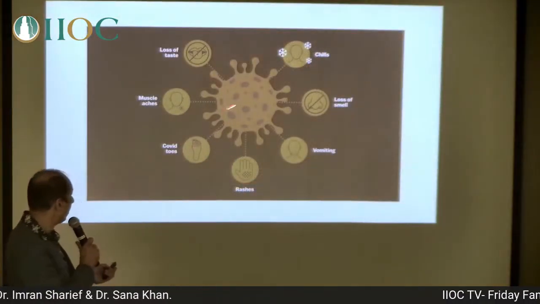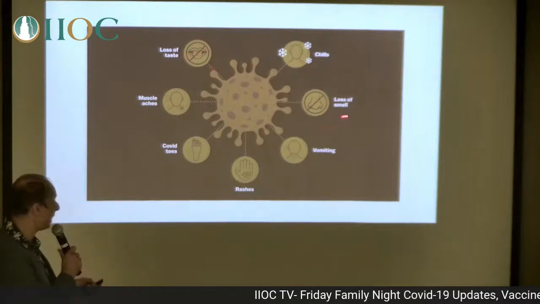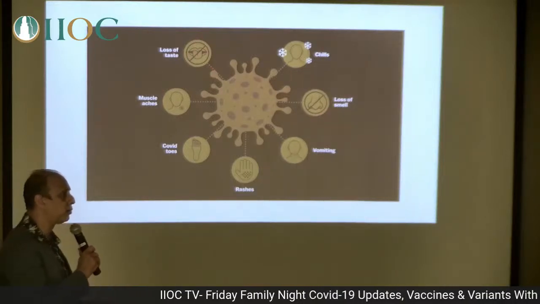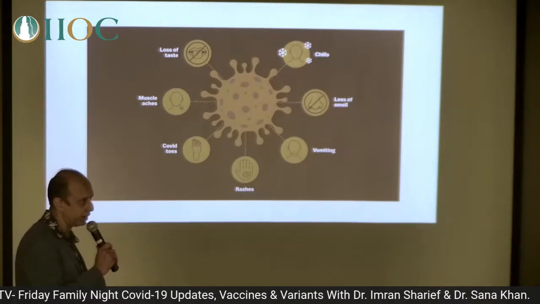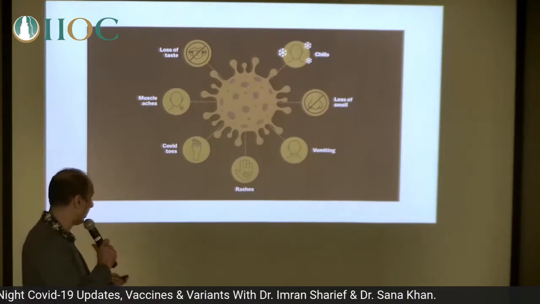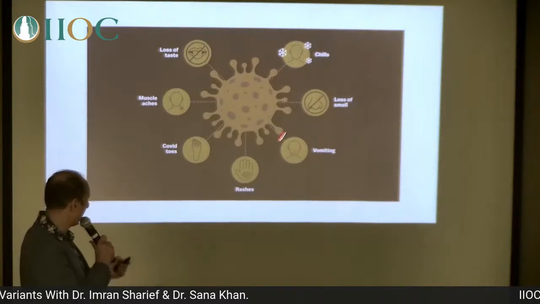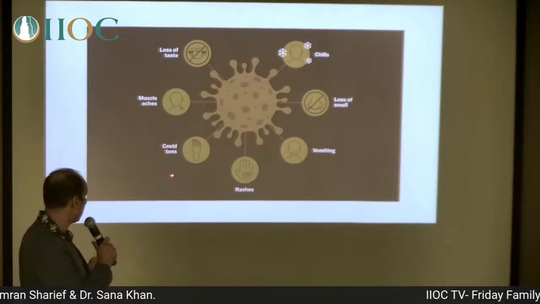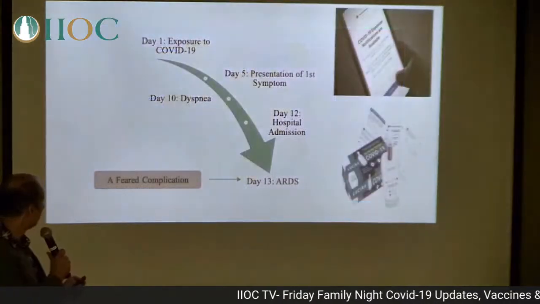So these are some of the common things that we are seeing, which is loss of taste, loss of smell. Now with this Delta variant, what we are seeing is people come in with complaints of abdominal pain and diarrhea. Diarrhea is very common nowadays with this. And as you can see, vomiting, chills, rashes can also be seen.